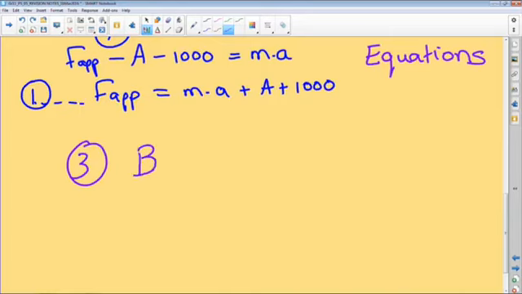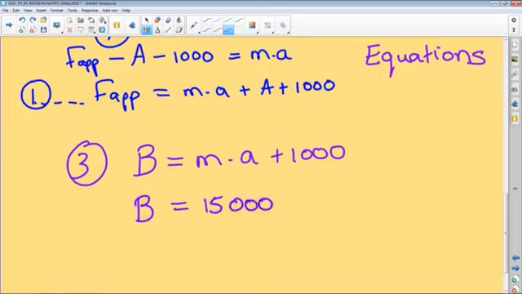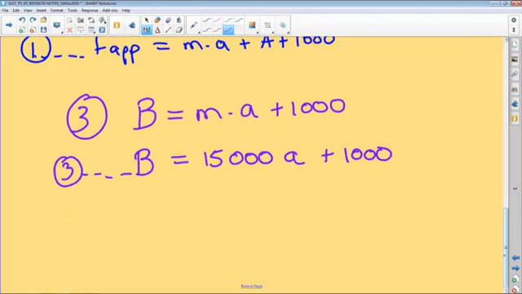B equals M times A plus 1000. And we know that the mass is 15,000. So what we've got here is 15,000 A plus 1000. That's actually what my third equation is. And I can do that for all of them. So let's just do it quickly.